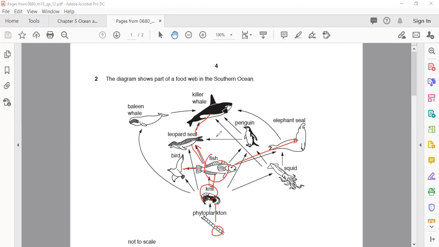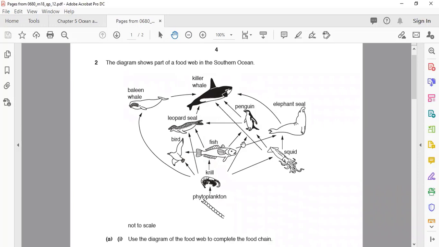To understand how it goes? Yes. And I think in biology you have this one, if I'm not wrong. Okay, now a very easy question. See here, they said use the diagram. This above one, which is here, use the diagram, the food web, to complete the food chain.